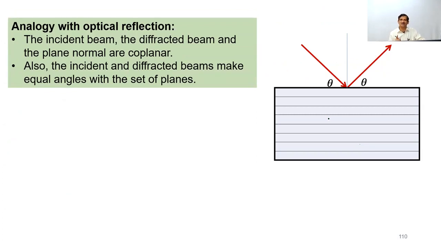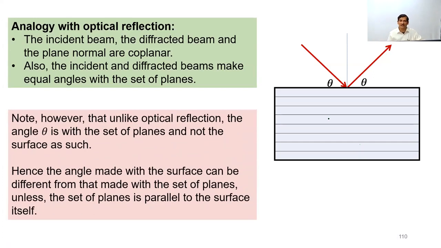So that is the key distinction, that those angles are with the crystallographic set of planes and not with the physical surface itself. That could be at a different angle. Note, however, that unlike optical reflection, the angle theta is with the set of planes and not the surface as such. Hence, the angle made with the surface can be different from that made with this set of planes, unless it so happens that the set of planes is directly parallel to the surface itself.